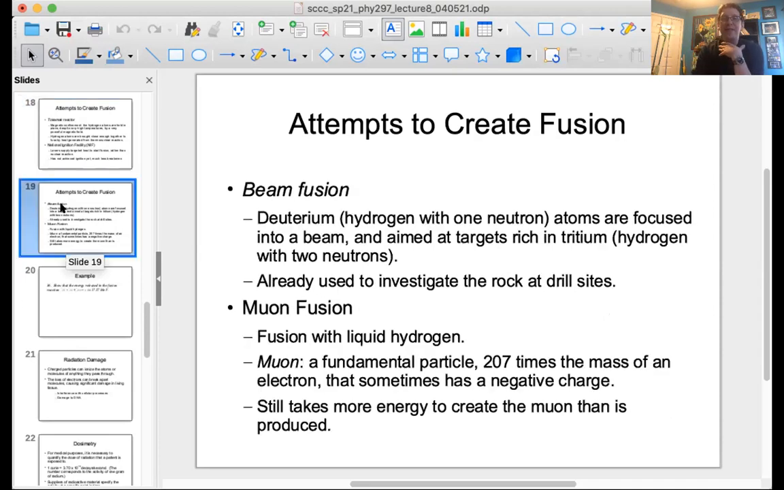And so you have beam fusion, where deuterium atoms are focused into a beam and aimed at targets rich in tritium. So you have deuterium and tritium. It doesn't necessarily break even, but what it does do is let you focus energy very intensely and investigate the rocket drill sites, for example. So it has a practical application, even though you couldn't use it to generate power.